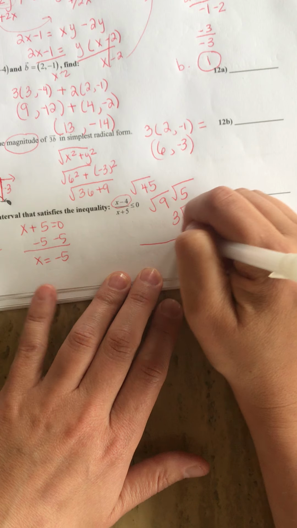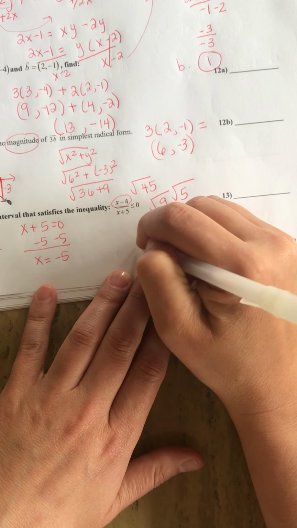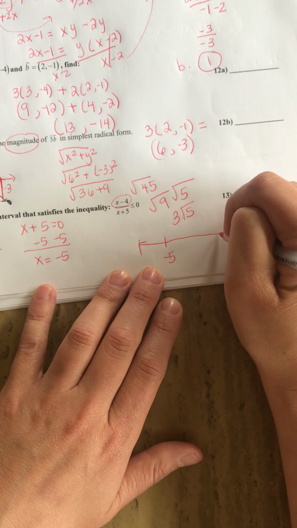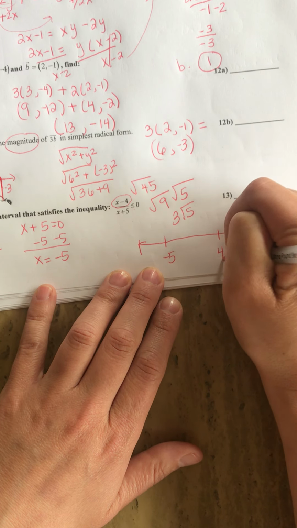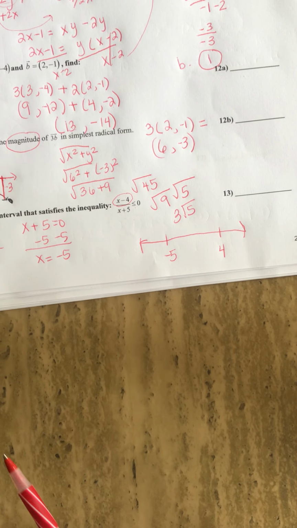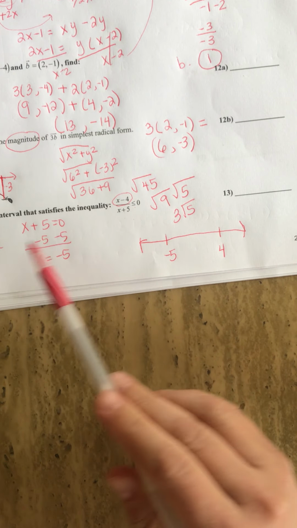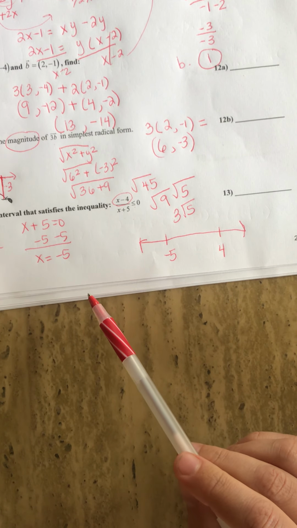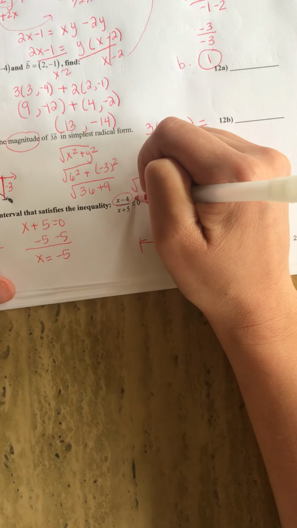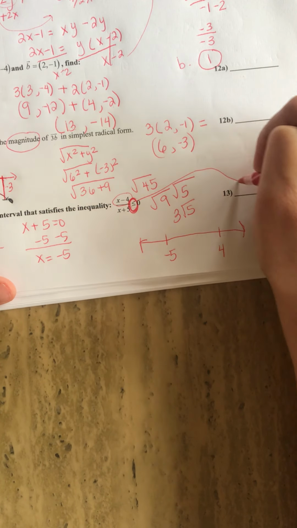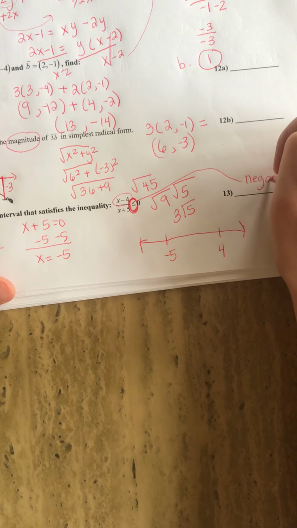So we know that our points here are going from -5 to 4. Okay? And now we have to decide what satisfies this inequality. So what you're going to have to realize is that this right here is less than. So we're trying to find when is this going to be negative.